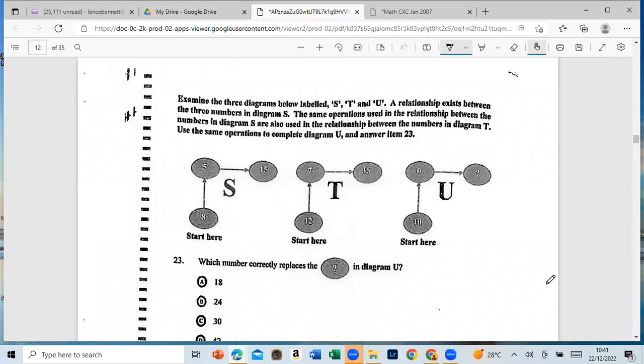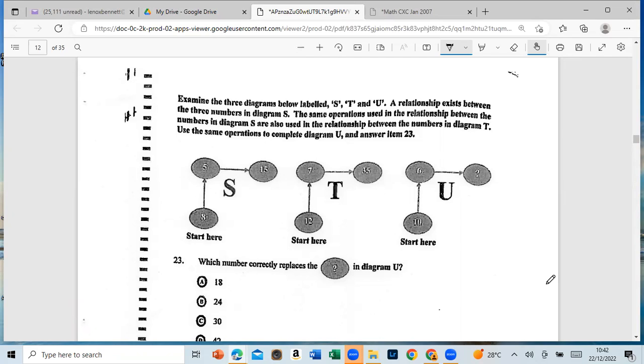All right, so it says examine three diagrams labeled S, T, and U. A relationship exists between the three numbers in the diagram S. The same operation used in the relationship between the numbers in diagram S is used in the relationship between the numbers in diagram T. Use the same operation to complete the diagram U and answer item 23.